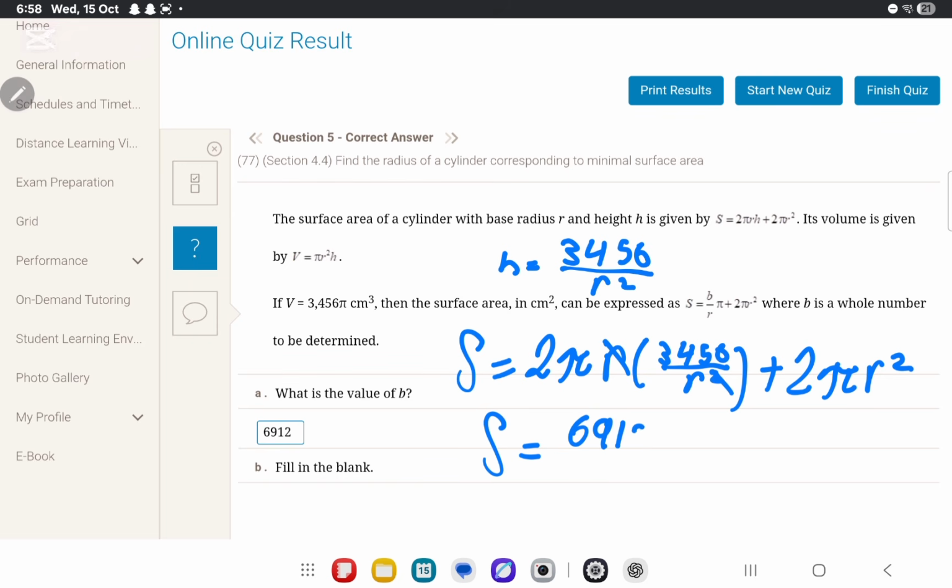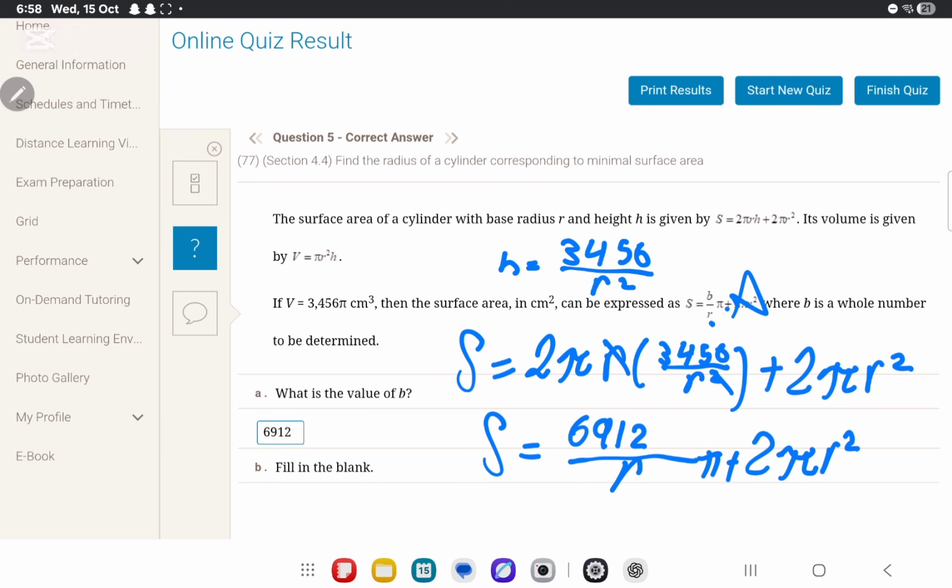6992 pi over r plus 2 pi r squared. And if you notice, we just found part A, which is the value of b, 6912, right? Because it's b over r pi. The pi, you can take it down here if you didn't know. You can take pi down here.